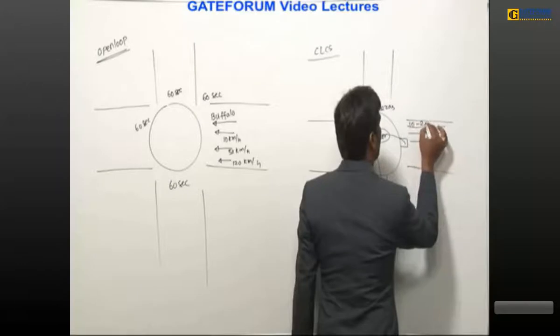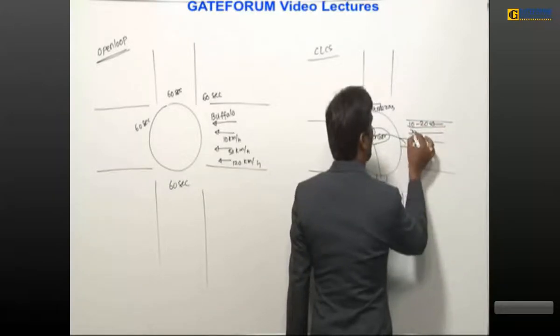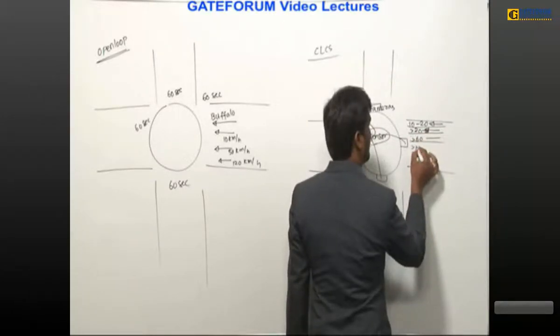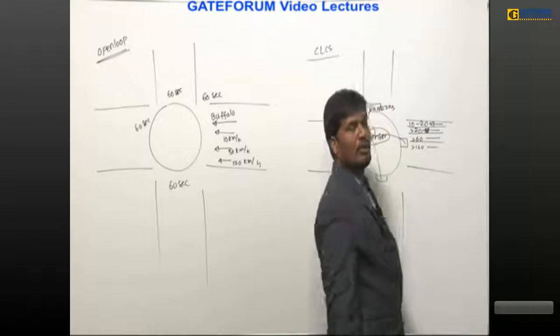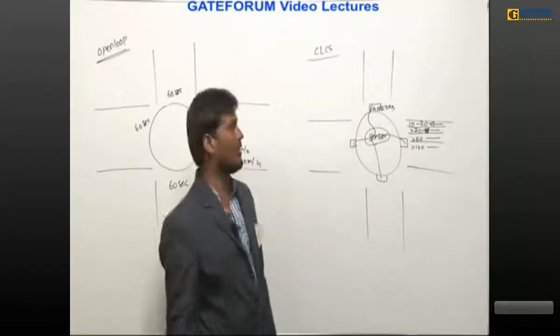Vehicles of 10 to 20 kilometers speed have to move on this road. Greater than 20 has to move on this road. Greater than 20 to 60, or greater than 60, has to move on this road. Greater than 120 has to move on this road. There are different roads for different speeds of vehicles.